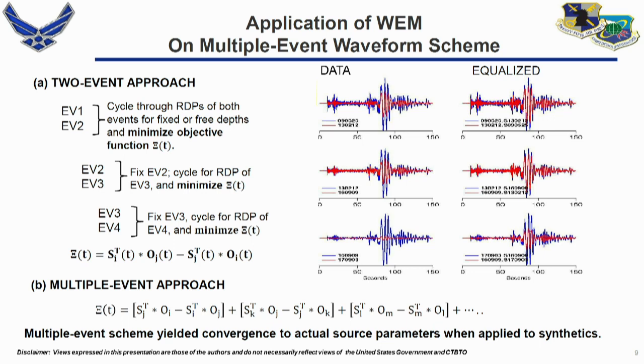This is the method. I can use it as a two-station, two-event method, or a multiple event approach. That means I'll take many events together and do the minimization, or I take two of them together. If I take the first two, I'll not put anything in; I'll let depth and RDP vary, and find out what their solutions are. Then for the second pair, say event two and event three, I'll fix the results for event two from the first pair calculations, and then minimize the functions and establish the source parameters for event three. Then when I go to event three and event four, I'll fix event three from the previous iteration and then seek the minimization of these functions.